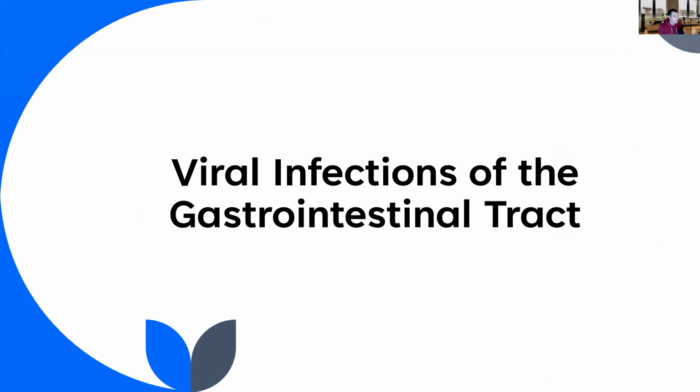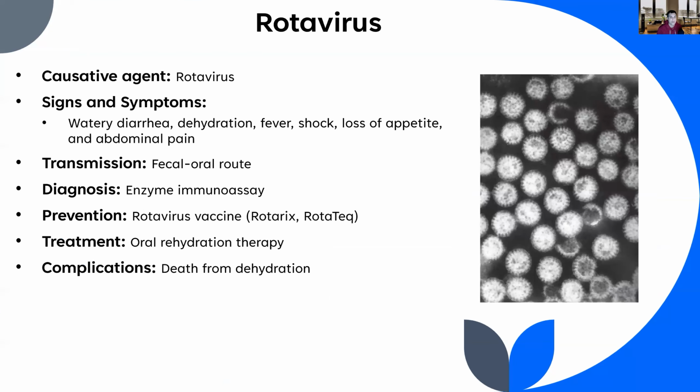Okay, so let's move on to viral infections of the gastrointestinal tract. The first one we'll talk about is rotavirus. So rotavirus causes abundant watery diarrhea that can then lead to dehydration, fever, shock, loss of appetite, and abdominal pain. This is typically going to enter the body through the fecal-oral route.